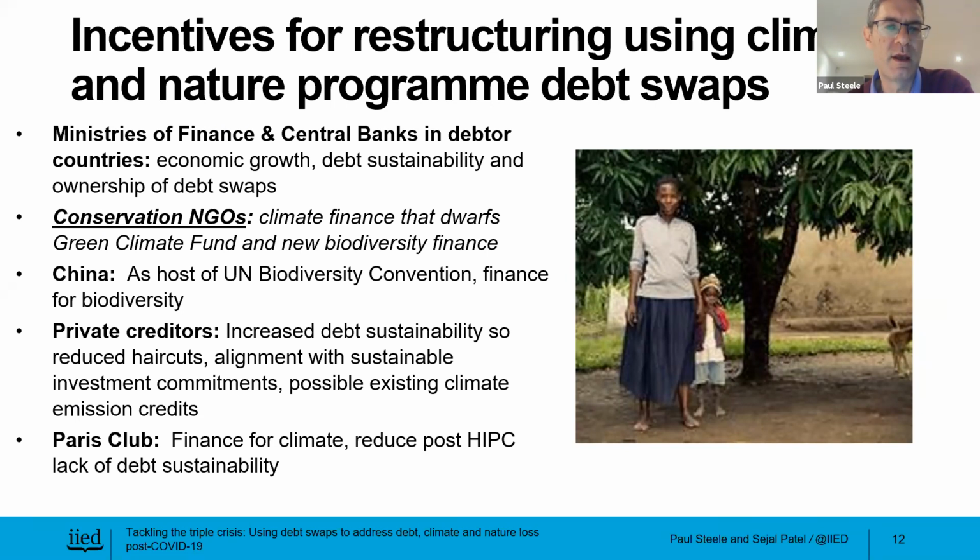China, as host of the UN Biodiversity Convention next year, would get finance for biodiversity, and private creditors, who, as Sejal demonstrated, are now so important, would get increased debt sustainability, so they would have reduced haircuts on their debt. They would also have alignment with sustainable investment commitments, and then for some of them, possible existing emission credits could be generated. And finally, the Paris Club of Creditors would get finance for climate and also reduce post-HIPC lack of debt sustainability by generating growth through the investments in climate and nature.